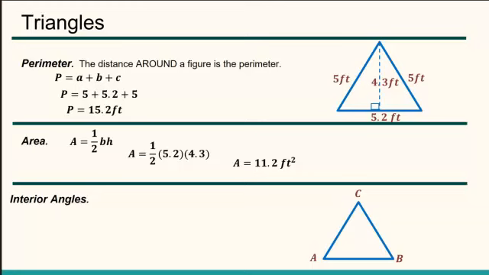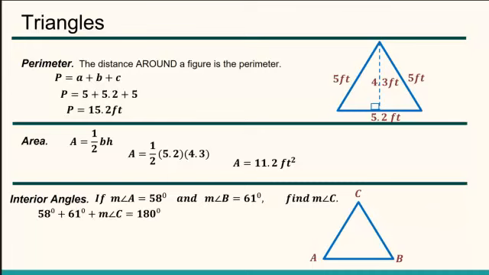The interior angles, what could they do here? They could say, well, the measure of angle A is 58 degrees and the measure of angle B is 61 degrees. Find the measure of angle C. So you would just substitute in those values, 58 degrees plus 61 degrees plus the measure of angle C equals 180. Simplify. 119 degrees plus the measure of angle C equals 180 degrees. Subtract 119 degrees from both sides, and I would get that the measure of angle C is 61 degrees.